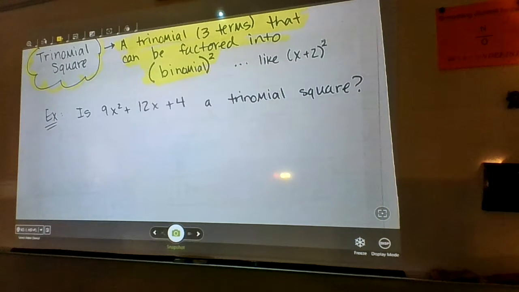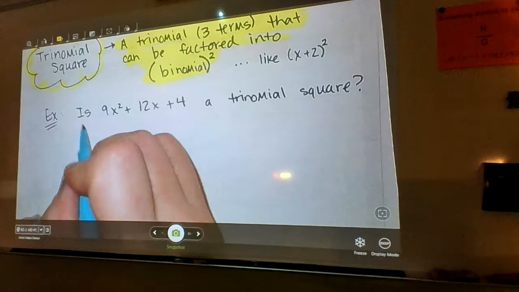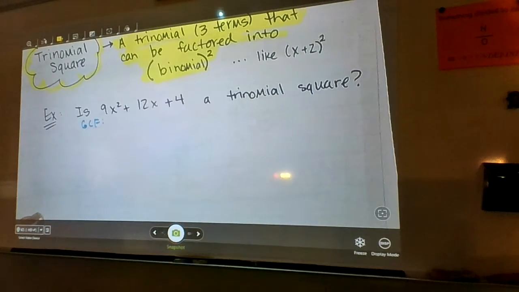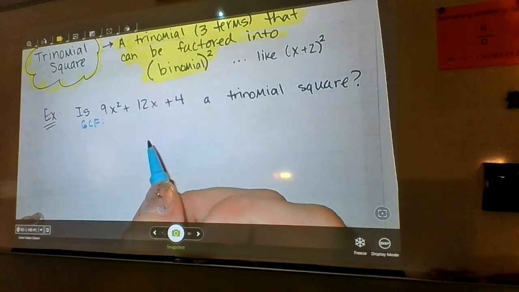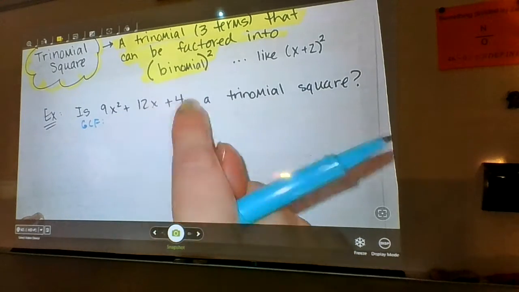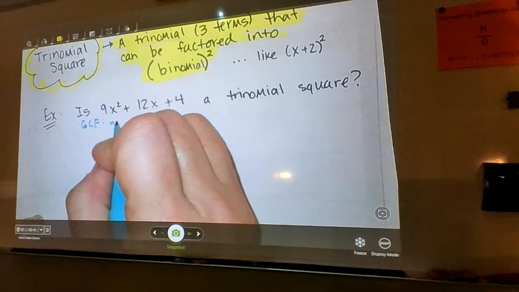Starting with, is there a GCF? No. Wait, no. I was thinking like factors of 12. Like these two can go by 3, these two can go by 4, but there isn't a common one.